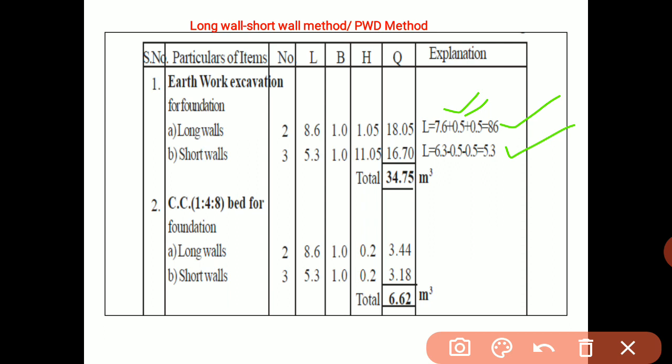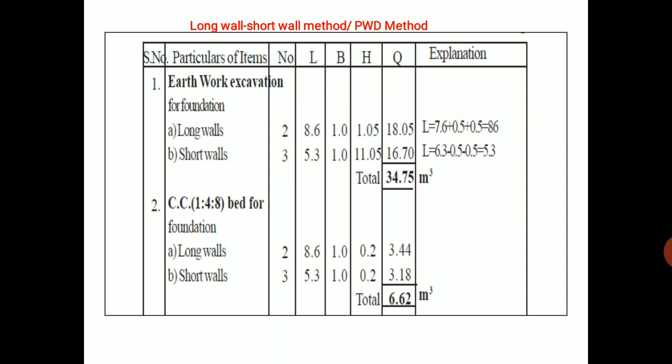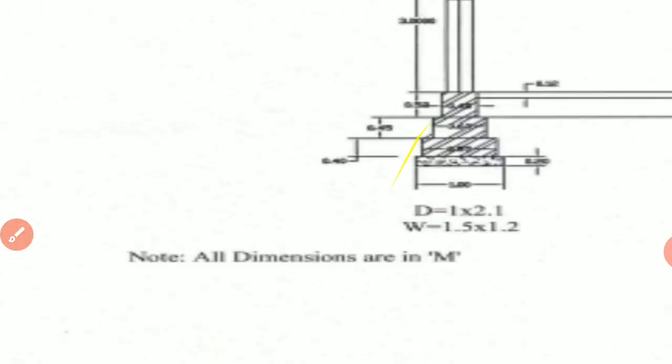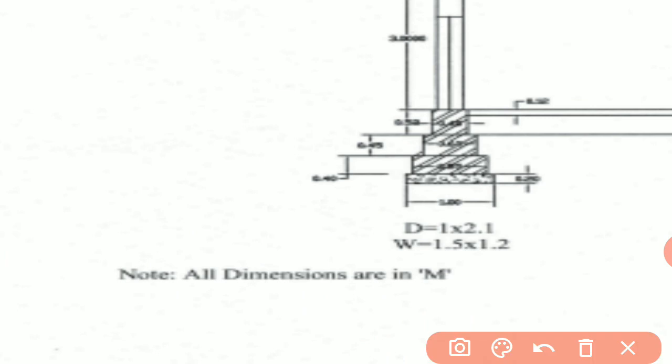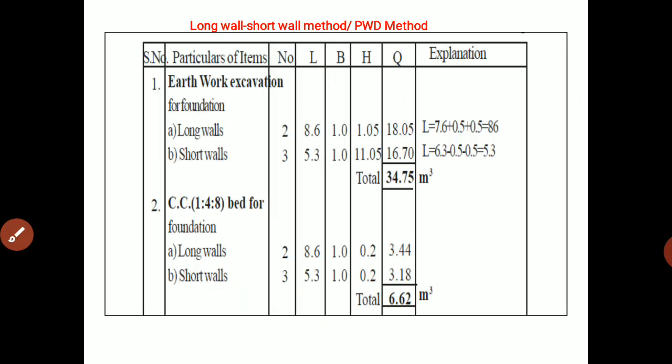Okay, so the number of long walls is 2, the length is 8.6 as we have calculated, the width of the excavation trench is 1 meter, and the height is 1.05. So how do we get the height? This is the ground level, and below this ground level we are supposed to excavate. So we add up these three values, 0.2, 0.4 and 0.45, and we get 1.05 meter depth of the excavation trench or excavation pit. So 1.05 is the depth of excavation.